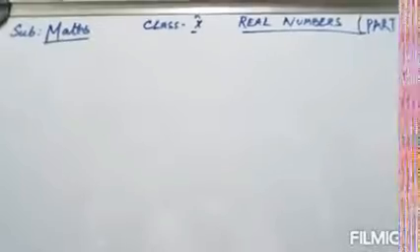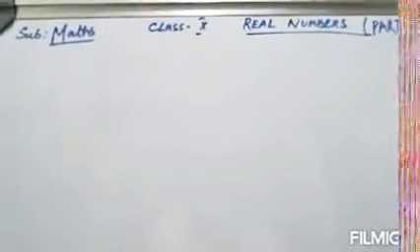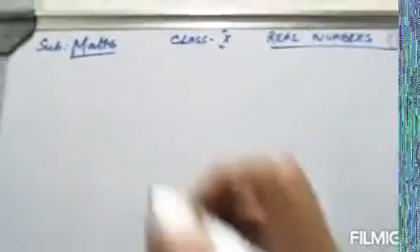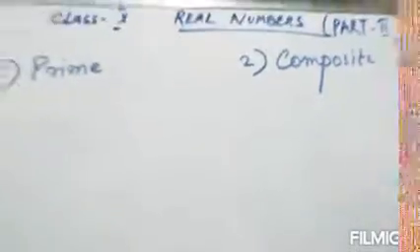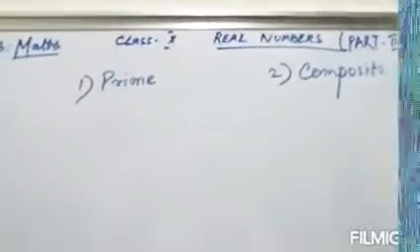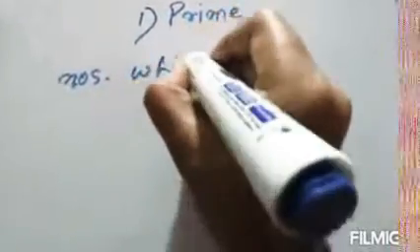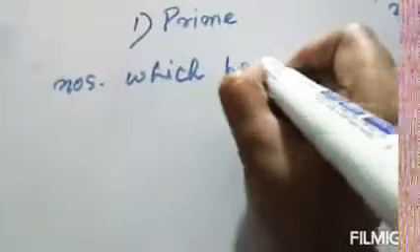Now we know there are two kinds of numbers, right? One is prime and another is composite. Now what are prime numbers? Prime numbers are numbers which have two factors.